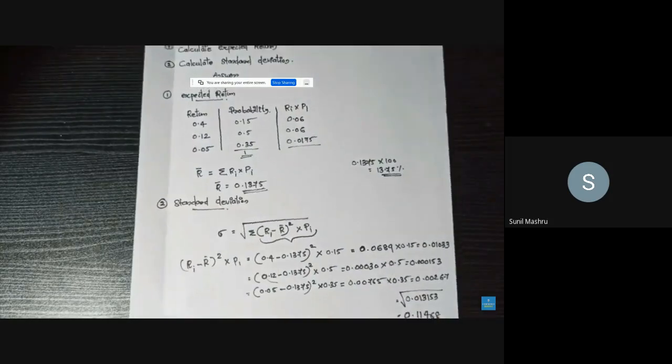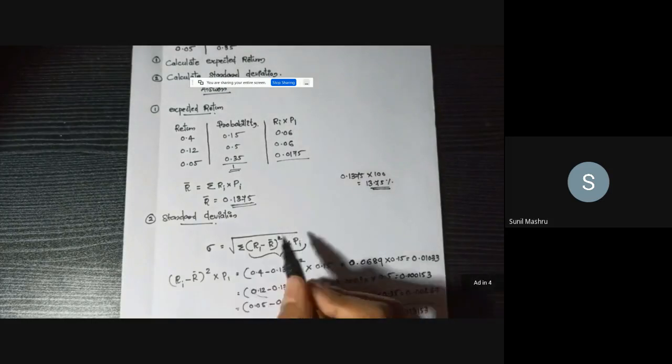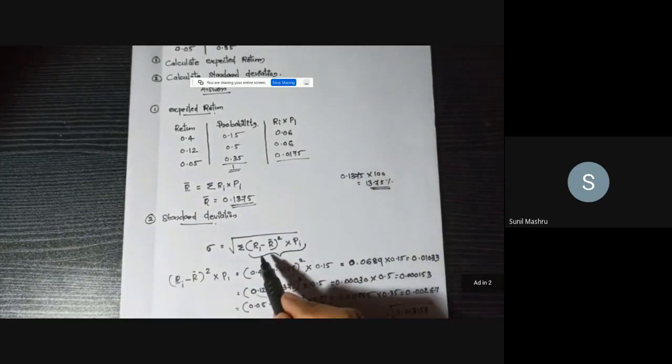So the equation to find out the standard deviation is that root of sigma Ri minus R bar.